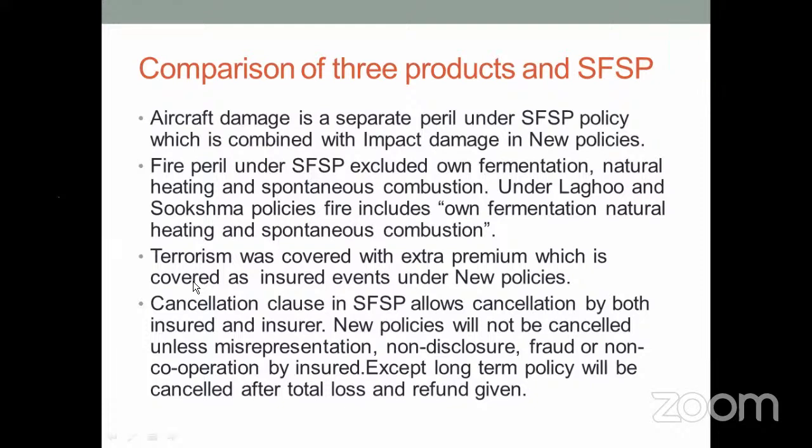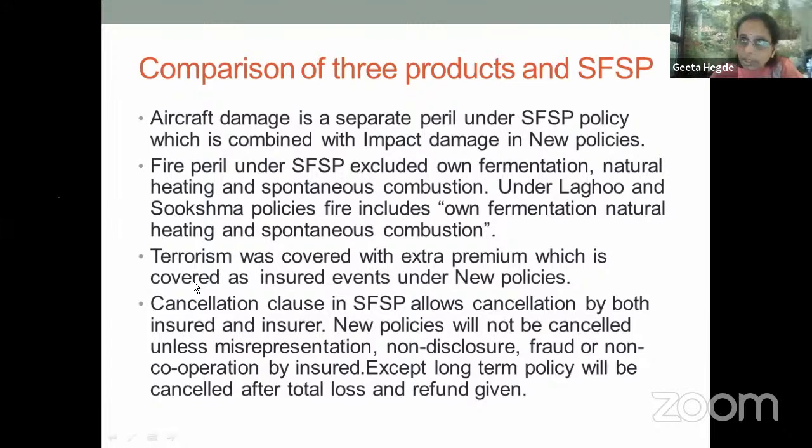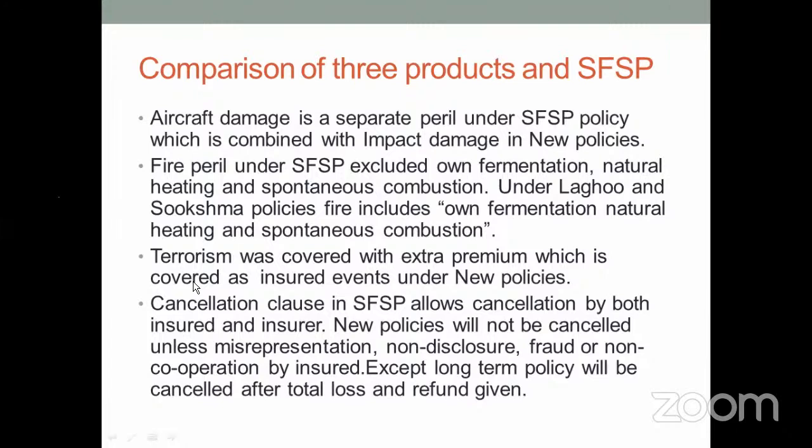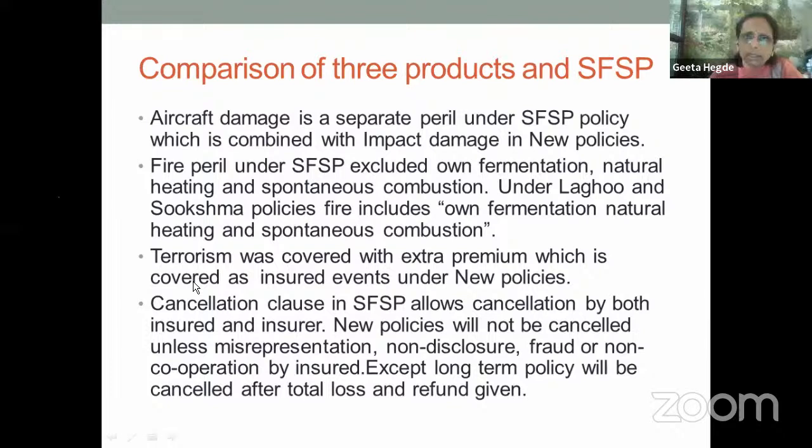Ma'am, is terrorism excess there in Griha Raksha? Terrorism excess, yes. The terrorism excess is the same for SFSP or the new products. Whatever is given as residence and shop, and then industrial and non-industrial, 3 terrorism excess is given. Same applicable for these policies or SFSP. Okay.